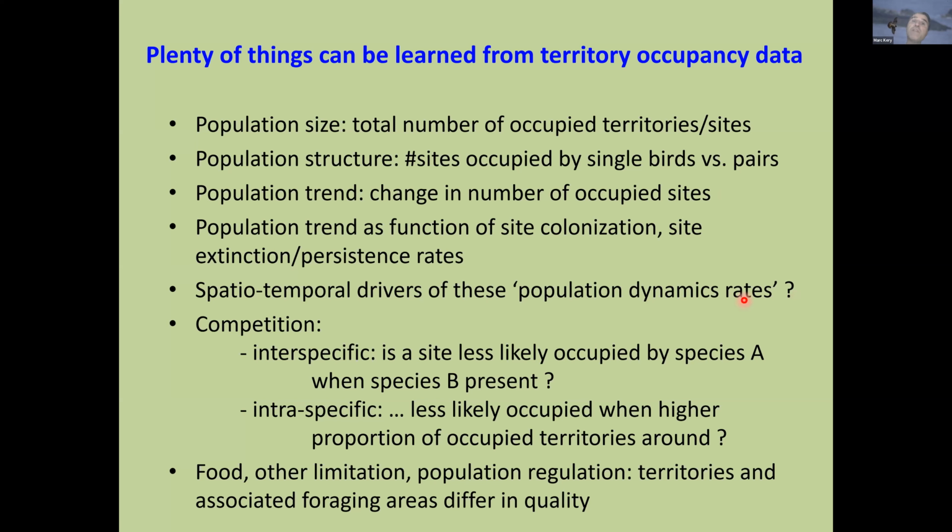We can study competition by asking, for example, in the interspecific case, whether a site is less likely to be occupied by some species when another species is also present. Intraspecific competition we can study by asking whether a site is less likely or more likely to be occupied when a higher proportion of the surrounding territories are also occupied. We can generally study population regulation when we recognize the territories and the associated foraging areas at different qualities.